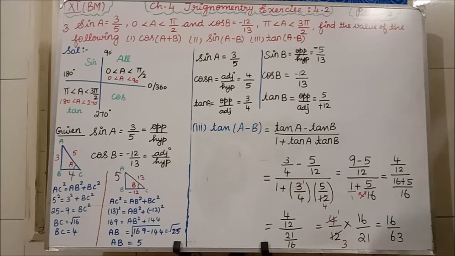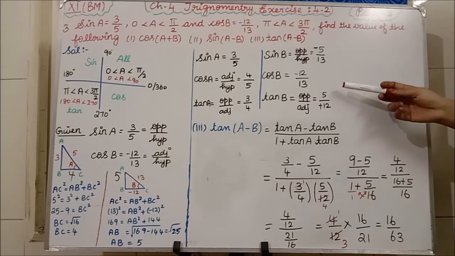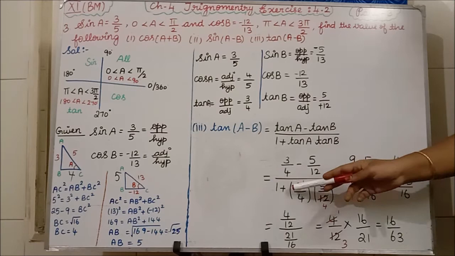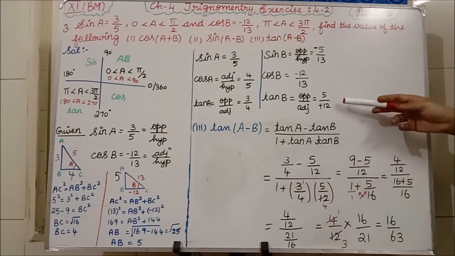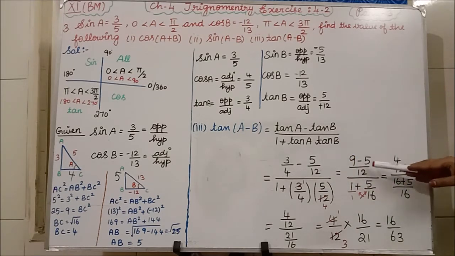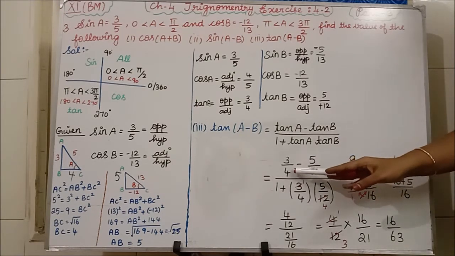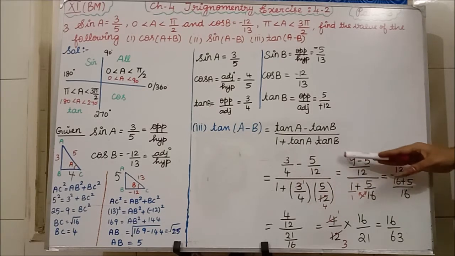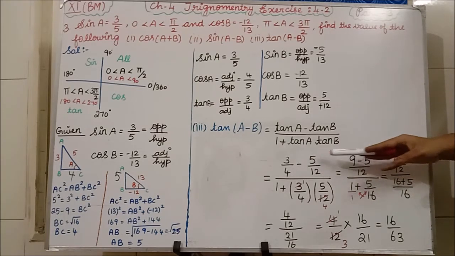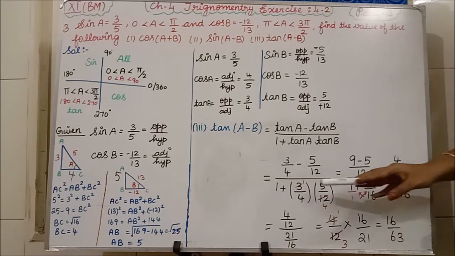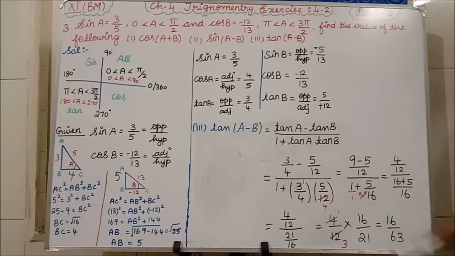Okay, tan A value is what? 3 by 4 minus tan B value is what? 5 by 12, divided by 1 plus tan A is 3 by 4, tan B is 5 by 12. Clear? Now 4 and 12, if you take LCM, we will get 12. So to make 12 here, we will multiply 3 with numerator and denominator. So 3 3s are 9 minus already 12, so just 5 we are getting, divided by 1 plus, here 3 and 12 get cancelled. 1 5s are 5, 4 4s are 16.